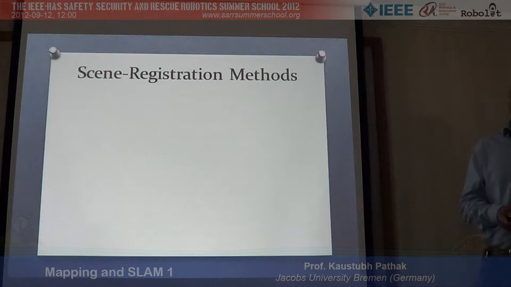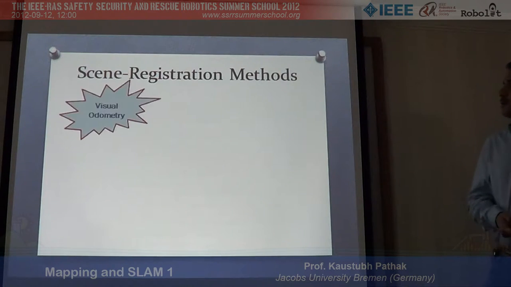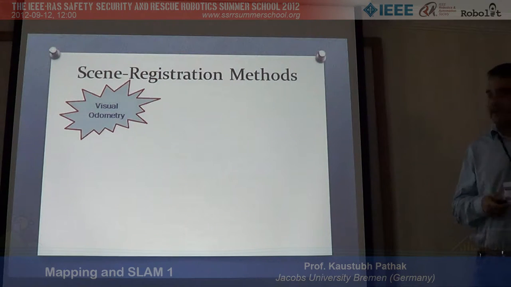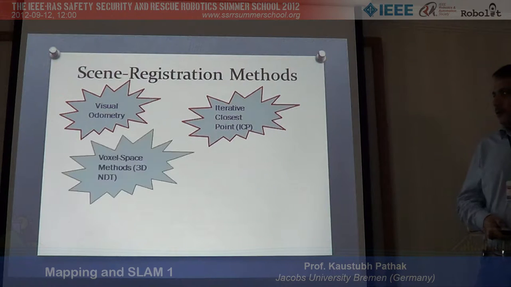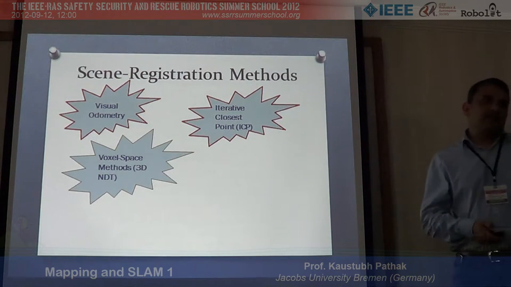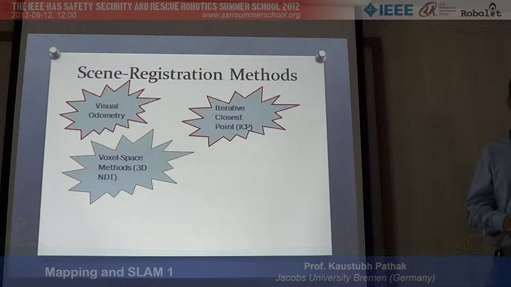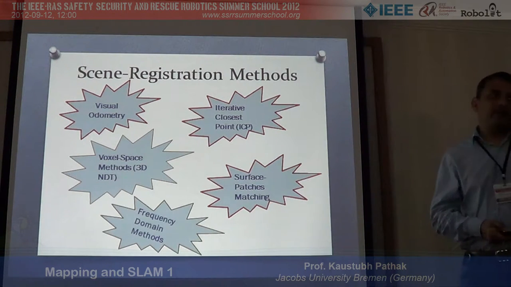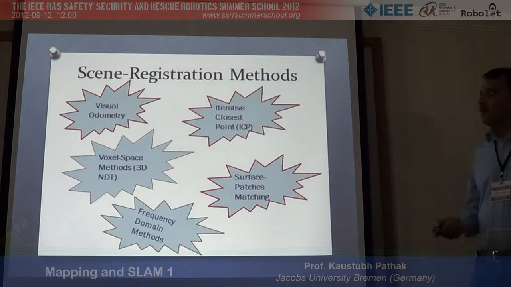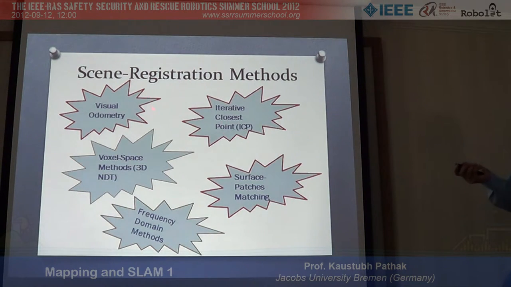Then scene registration methods in general. I'm going to give you a broad categorization. We have visual odometry and visual SLAM. We have the ICP algorithm. We have voxel space methods, like the 3D normal distribution transform, NDT. We have the surface patches matching method, and then we have the frequency domain methods. So in this talk, I'm going to talk about visual odometry briefly, and then ICP and surface patches matching.